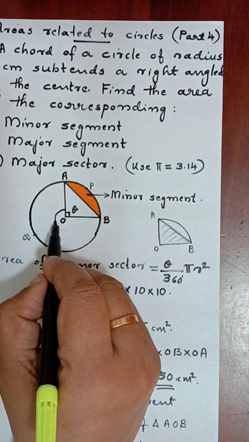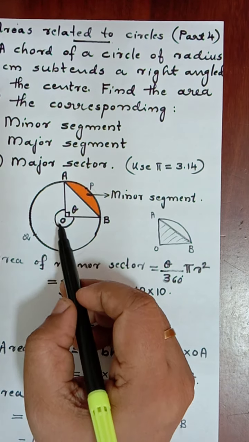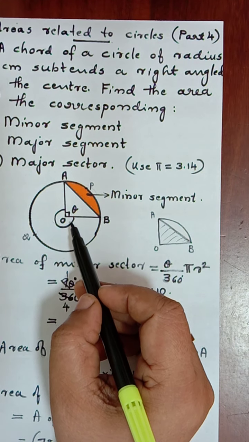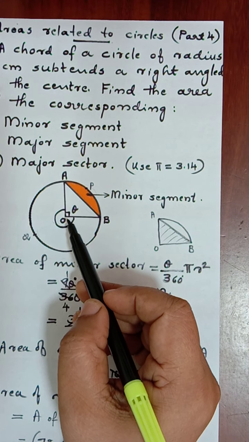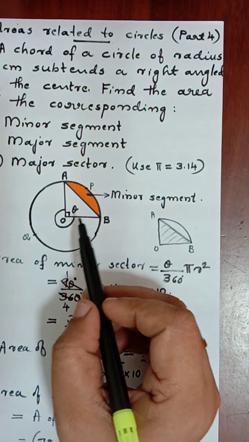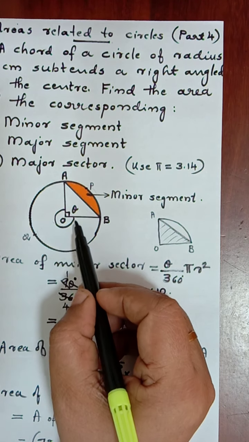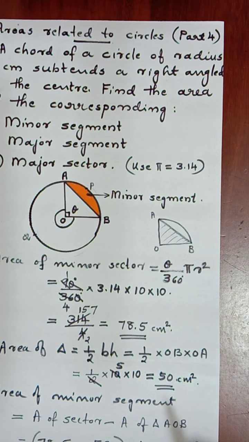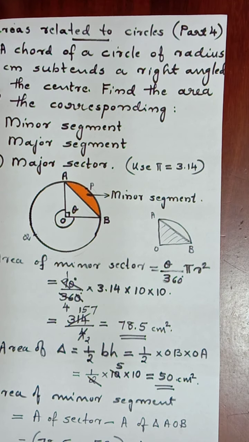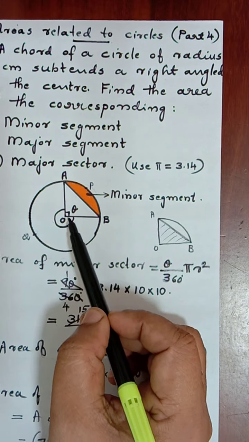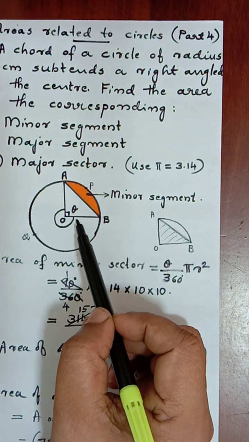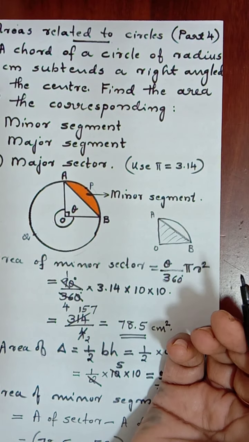So for this, what is the angle? Total angle is 360 degrees, from which we have to subtract 90. What is 360 degrees minus 90? Here we have 270 degrees. So 270 degrees we have to apply as the central angle. So theta by 360 into pi r square, the same formula we can substitute. Or otherwise, from the circle, if you subtract the minor sector, you will be getting the major sector. In both ways you will get the same answer.